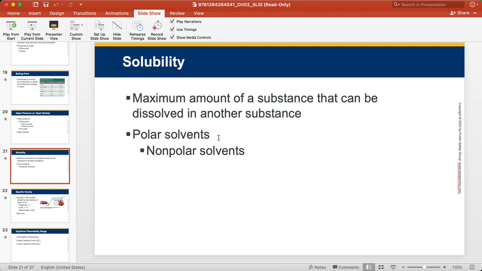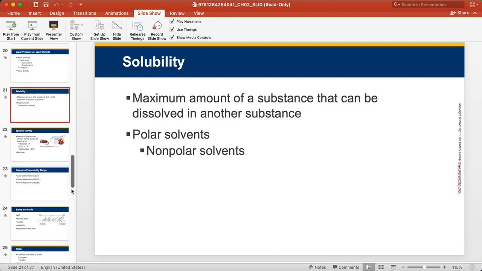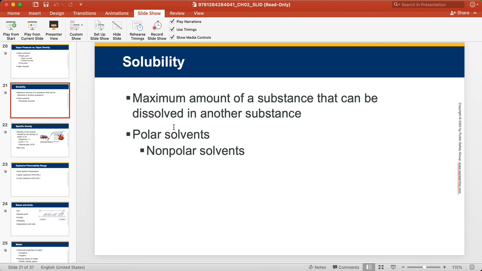So polar solvents are your lacquer thinners, enamel reducers, your alcohols, and then non-polar solvents are things like mineral spirits, naphtha, which is a byproduct of making gasoline. Those are all solvents they use in the painting industry. And then there's a whole array of different chemicals they use in automotive painting that fall into polar and non-polar solvents that are out there.